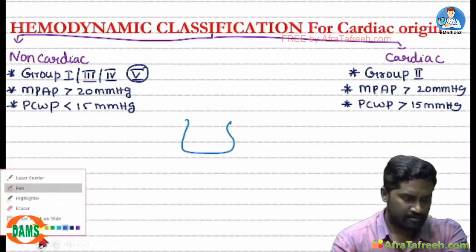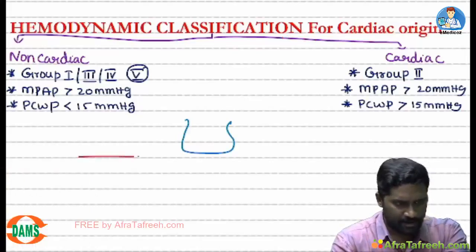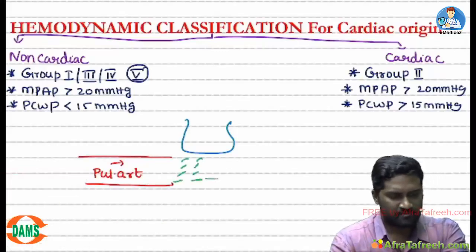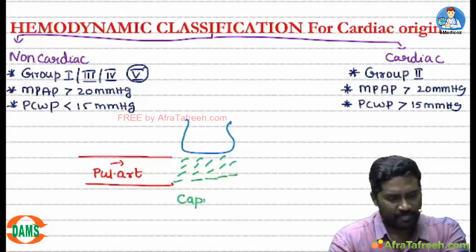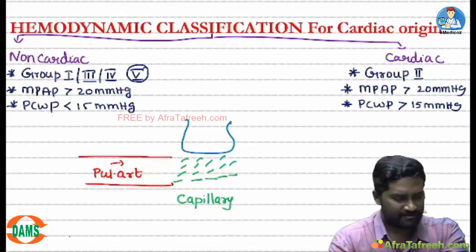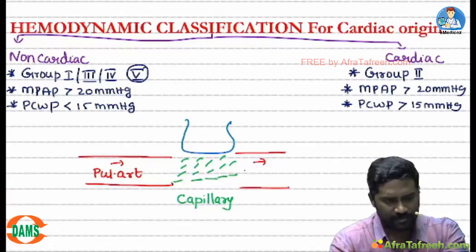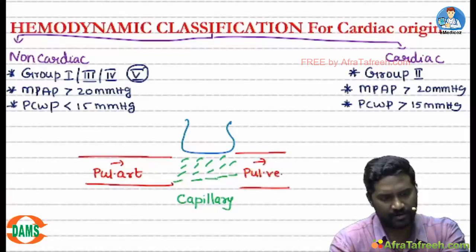You know that to the alveoli, where is the blood coming from? It is coming from the pulmonary artery. So this is the pulmonary artery, and at the level of the alveoli it gives multiple branches called capillaries. These are pulmonary capillaries. After gaseous exchange, these capillaries merge into a big vessel called the pulmonary vein.